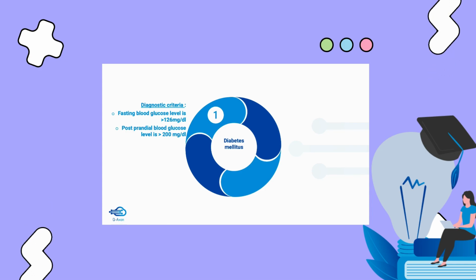Coming to the diagnostic criteria. So here, when the patient's fasting blood glucose level is more than 126 milligram per deciliter and postprandial blood glucose level is more than 200 milligram per deciliter, we can conclude that the patient is suffering from diabetes mellitus. When the age of the person is above 40 years, then you conclude it to be type 2 diabetes mellitus, which is due to insulin resistance.